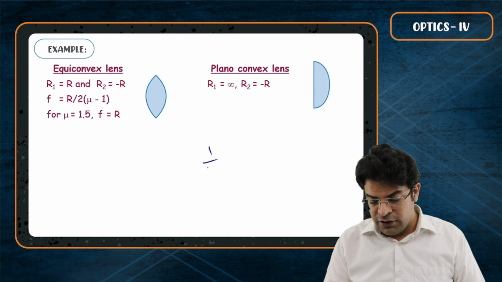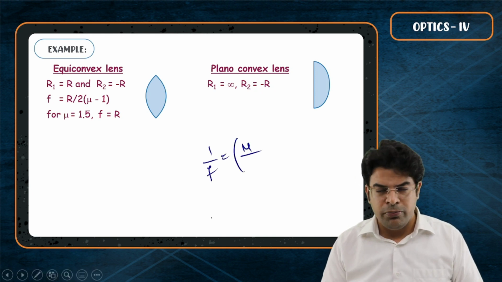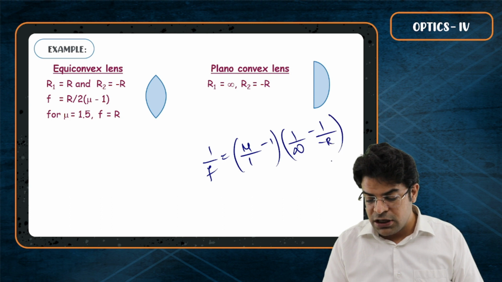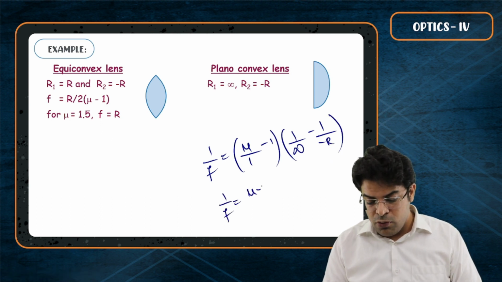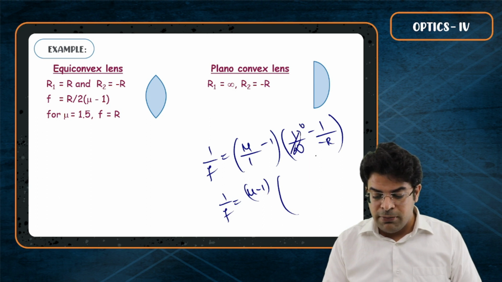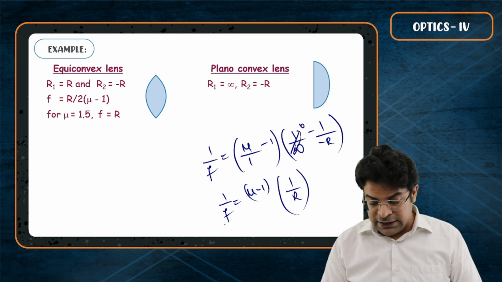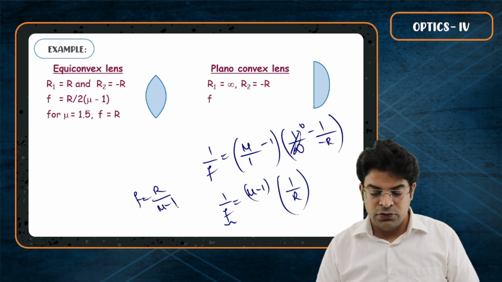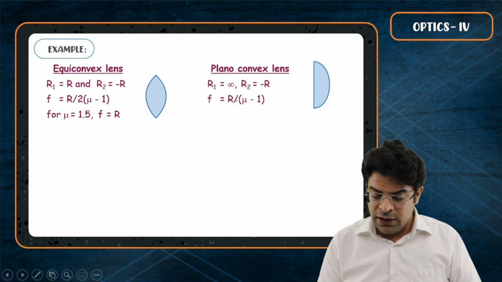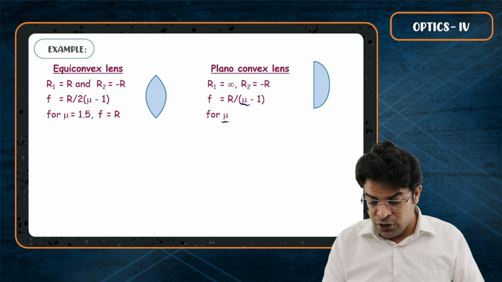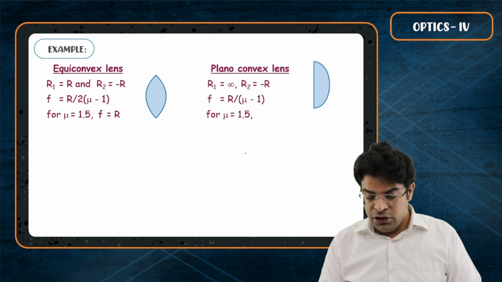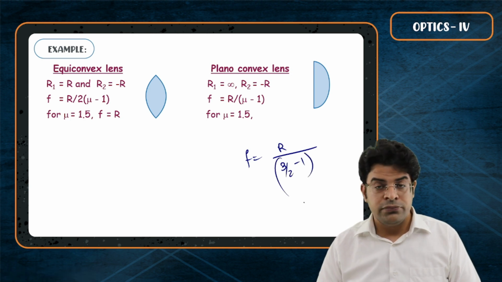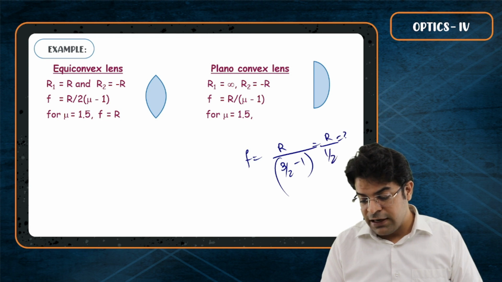Now using the formula, you will write 1 by f equals (mu L upon mu s minus 1), take it as mu upon 1. We are talking about air, so (mu minus 1) into (1 by infinity minus 1 by minus r). So that gives you 1 by f equals (mu minus 1) into (1 by infinity becomes 0, minus minus becomes plus 1 by r). So flipping both sides, the focal length comes out to be r upon (mu minus 1). If you substitute mu as 3/2, 1.5, you will get the focal length equals r upon (3/2 minus 1). So that comes out to be r upon half, that comes out to be 2r.